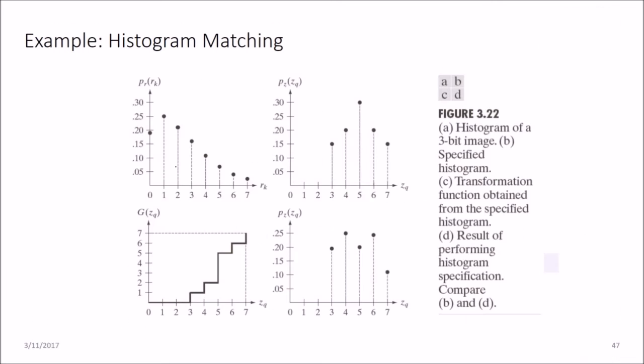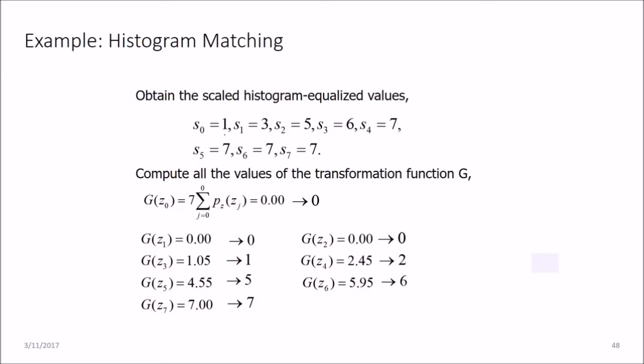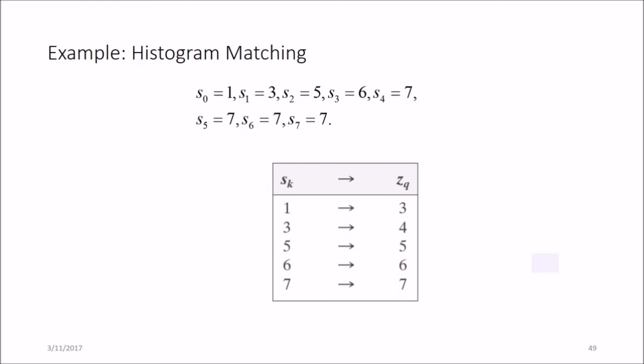This is your way. So the histogram of a 3-bit image which is specified is given like this. The transformation function obtained from the specified histogram is like this, and this is the result of performing histogram specification compared to this and this. And the values we have obtained, which went to S0, S2, S3, S4, S5, S6, these will all match to 7. Like this, 1 will match to 3, 3 will match to 4, 5 will match to 5, 6 will match to 6, and 7 will match to 7.